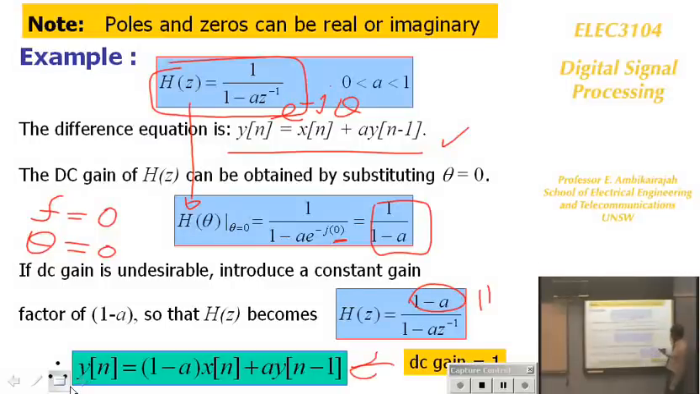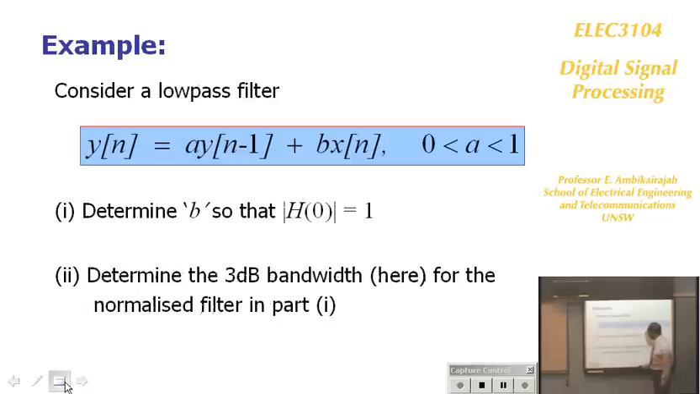So if you cross multiply and get the difference equation, you get y n equals a y n minus 1 plus 1 minus a times x n. So, no matter what transfer function is given, you should be able to calculate the DC gain and normalize the gain such that the DC gain is 1. In many applications, that's how you do it. In some applications it does not matter, but you should know how to normalize it. Let's take a low-pass filter here. The low-pass filter is given with this particular transfer function.